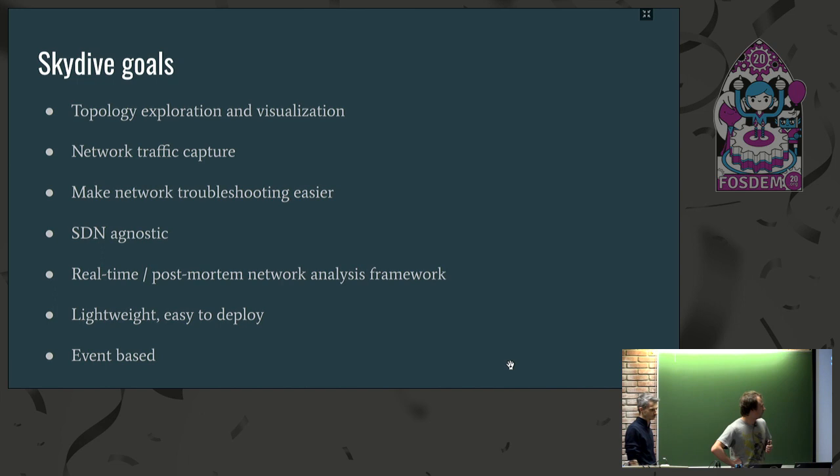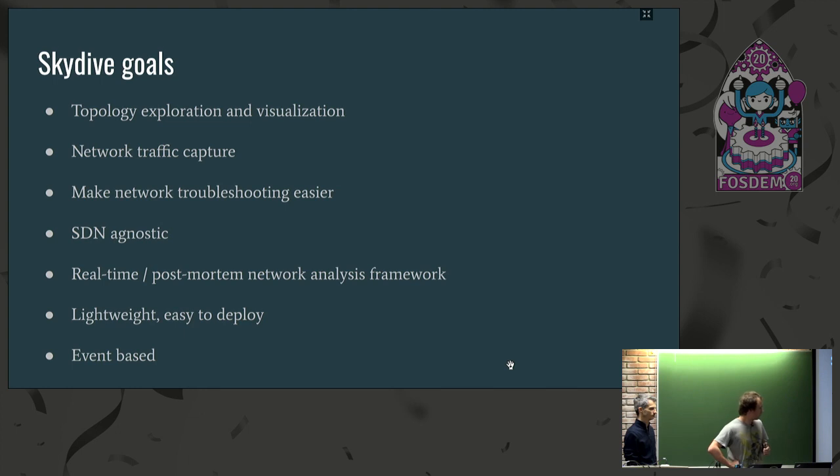So we had to have a way to capture network traffic and to analyze it to see what's going on, why packets were dropped, or many different issues. As I said, we were dealing with different SDNs, so we didn't want a solution that is tied to one particular SDN. We wanted to be agnostic, whether it's OpenStack or Kubernetes or you name it.